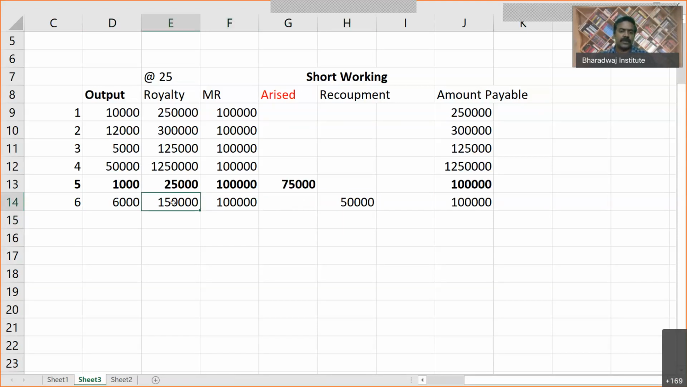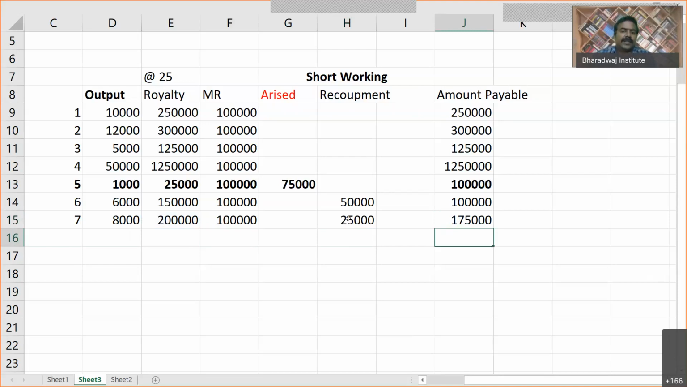So simple: short workings arisen can be adjusted to the extent surplus is available. If surplus is more than 75,000, you can adjust 75,000. If the surplus is less than that, you can adjust only that amount. The remaining short workings can be carried forward to the next month, again depending on the agreement. The balance 25,000 more can be adjusted in the next month, depending upon the agreement again. So you have to pay the landlord 2 lakhs minus 25,000 like that.